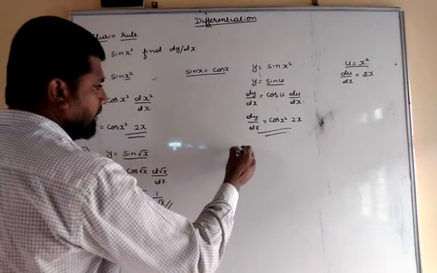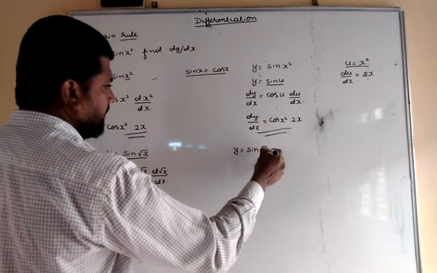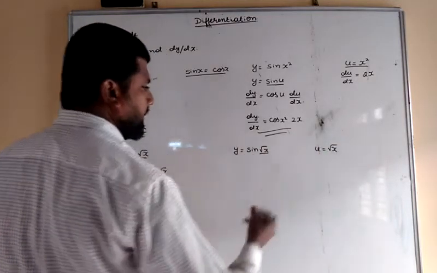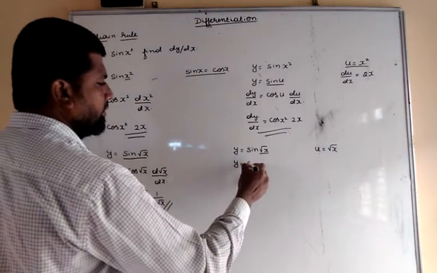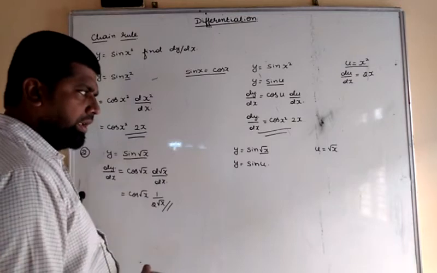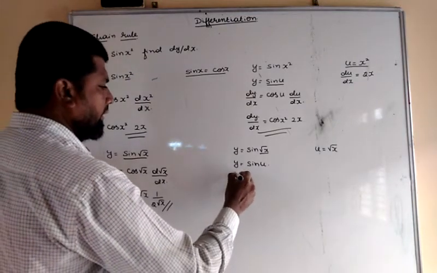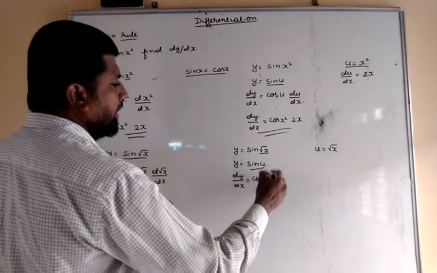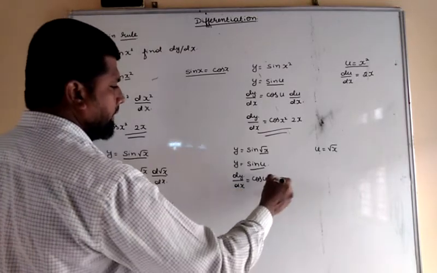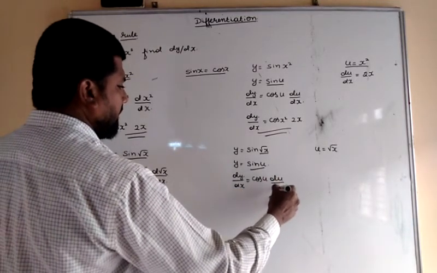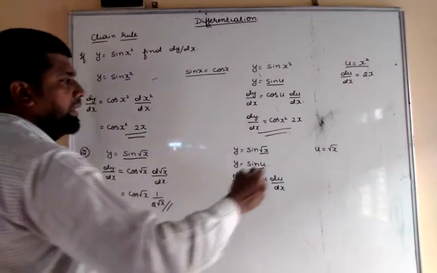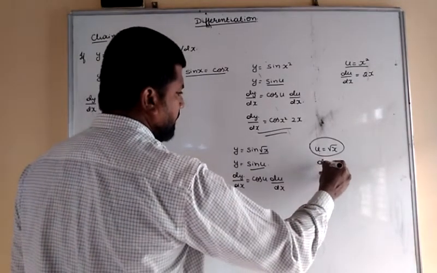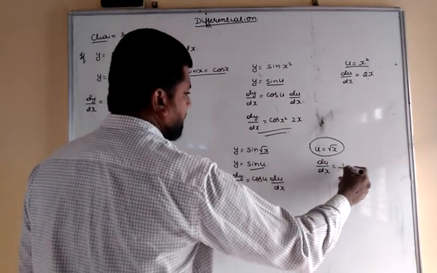Let us try this one. So y is equal to sine root x. Then consider root x as u, so u is equal to root x. Then substitute: y is equal to sine u. Then differentiation of y with respect to x is cos u, and here u is there, and we are differentiating with respect to x. So you write du by dx. Differentiation of u with respect to x, where u is root x, is 1 by 2 root x.